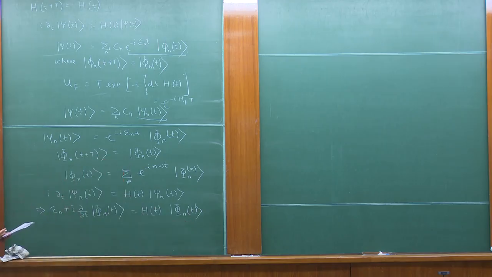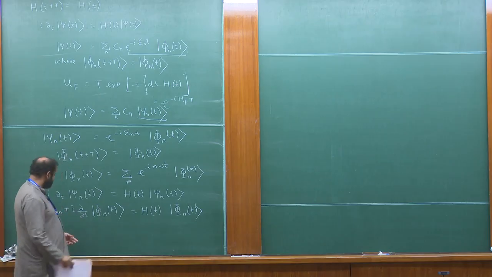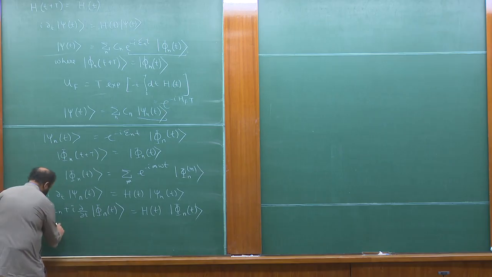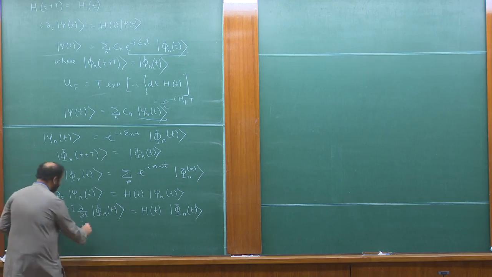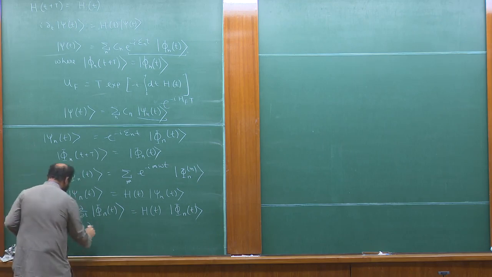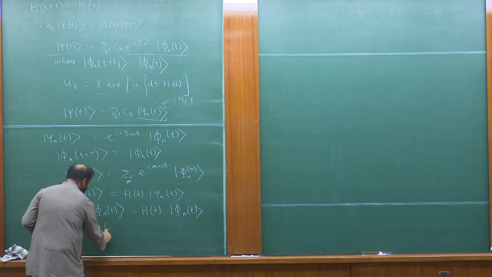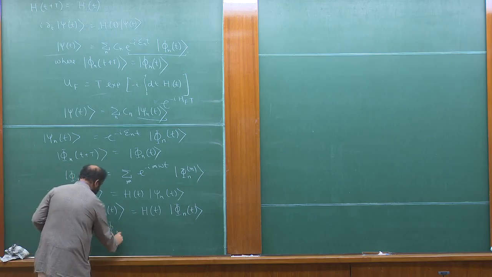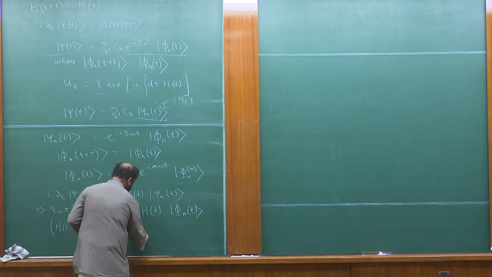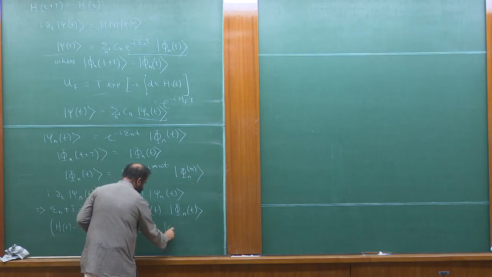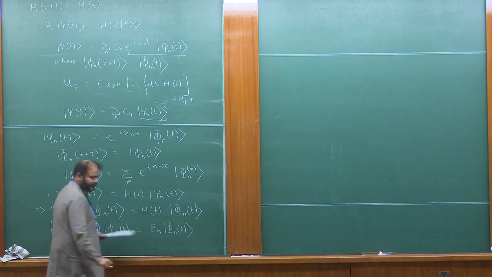These are the eigenstates of this operator. H of t minus i ħ ∂t acting on phi n of t is equal to En phi n of t.